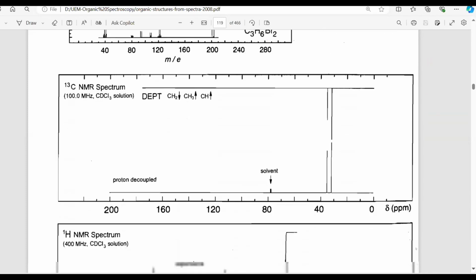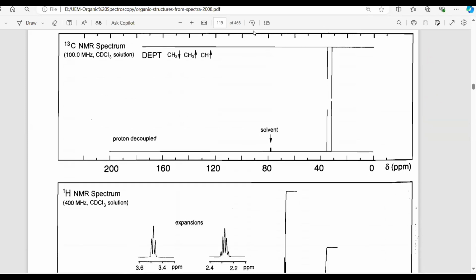So look at the carbon 13 NMR spectra of this compound. If you look at the carbon 13 NMR, DEPT spectrum, you are getting 2 CH2, this one and this one. So there are two types of carbon present in this compound. If you look at the proton decoupled spectra, still you are getting two types of carbon. So it means there are only CH2 signals in this compound. There would be no CH, no CH3 present in this compound. Because the CH2 signal is negative; if it were CH3, the signal would be upward like this.